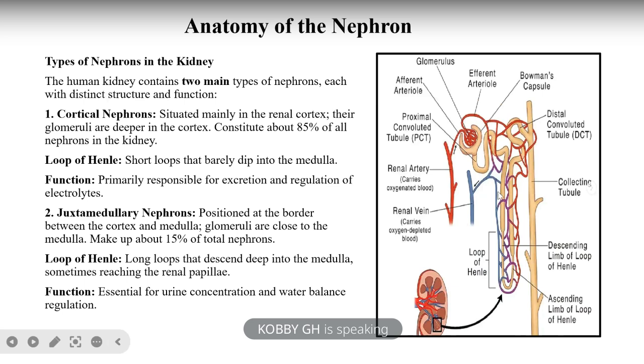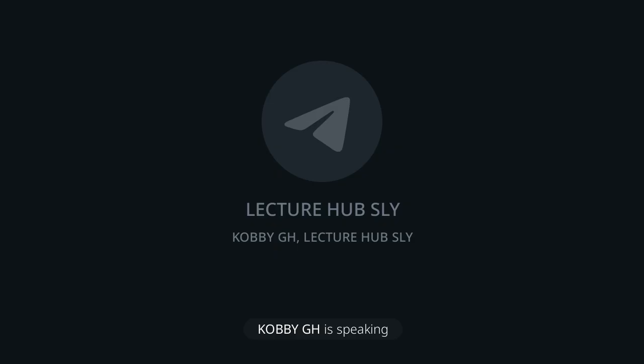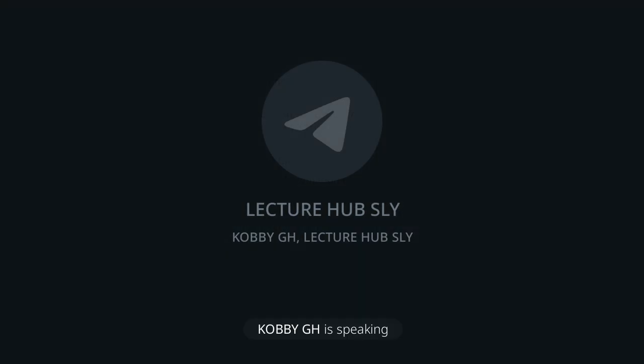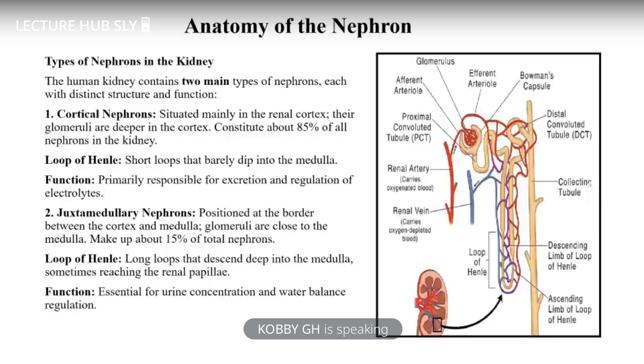So the nephron has two parts: the renal corpuscle, which is the glomerulus plus the Bowman's capsule, plus the renal tubules. And the renal tubule is made up of the proximal convoluted tubule, the loop of Henle, and the distal convoluted tubule, as well as the collecting duct. That's the tubules. What is a renal corpuscle? A renal corpuscle refers to the glomerulus plus the Bowman's capsule combined. Then we have the renal tubules.